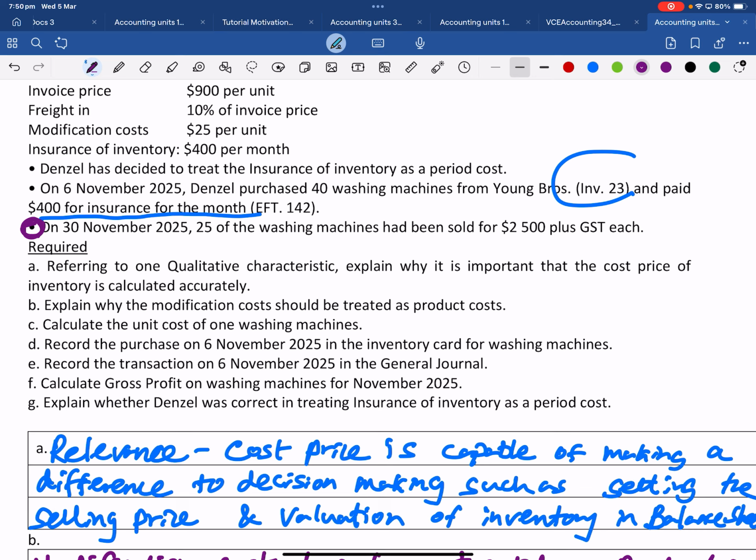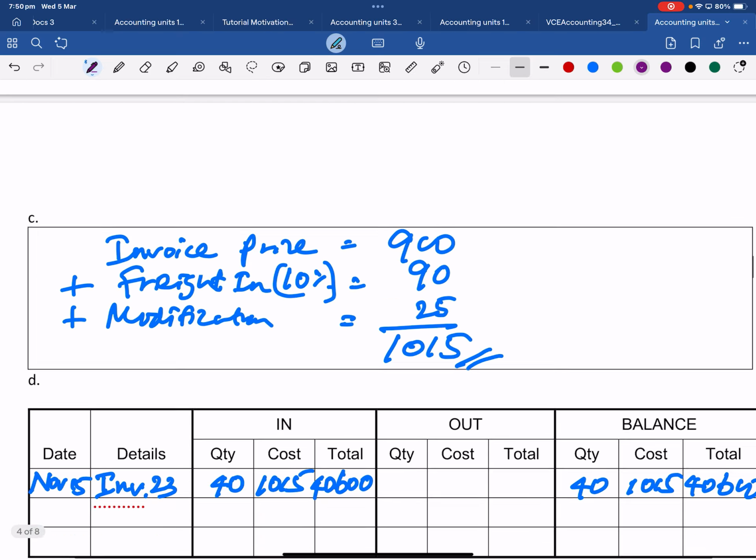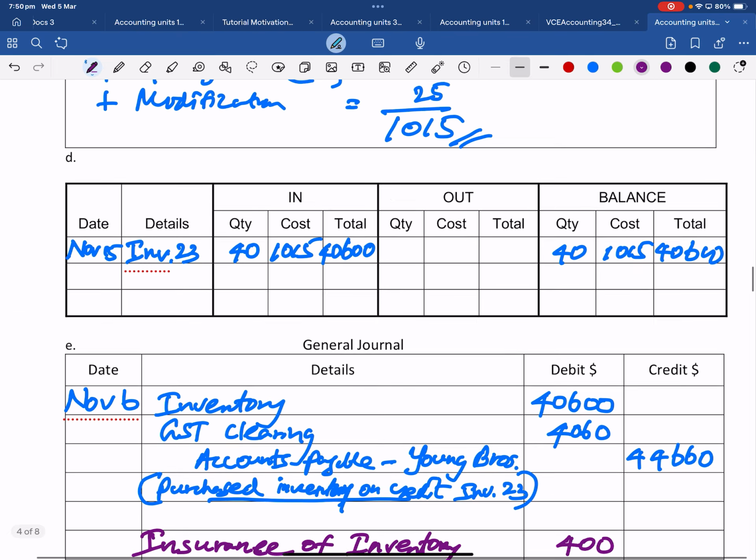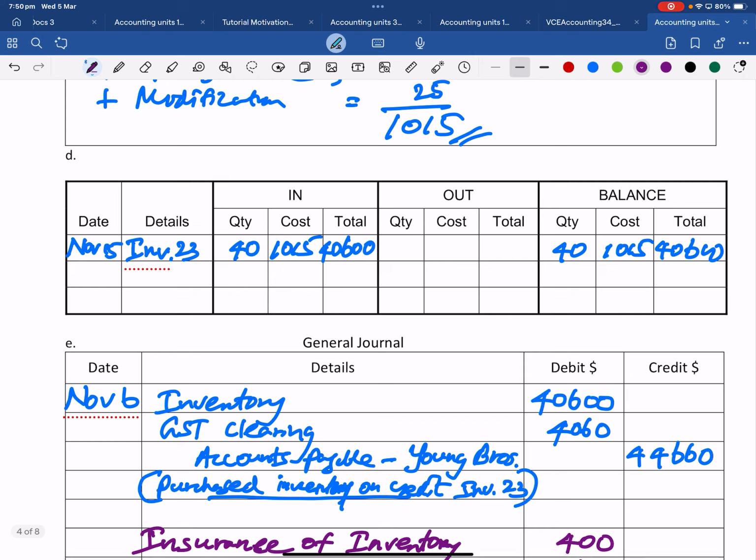Situm, you want to try? Not sure? Okay, what is happening now? On 30th November, 25 of the washing machines we are selling at 2500. Okay, then where do we record? In the inventory card. You know how to record it? It's easy. Isn't it just the same as the sale? Same as a sale.